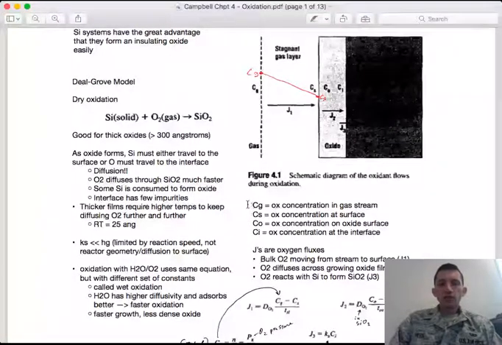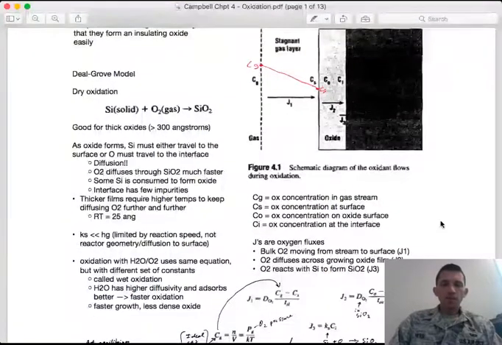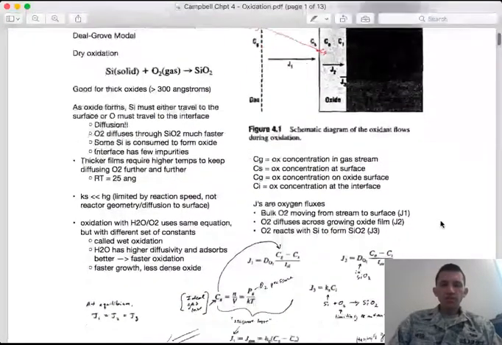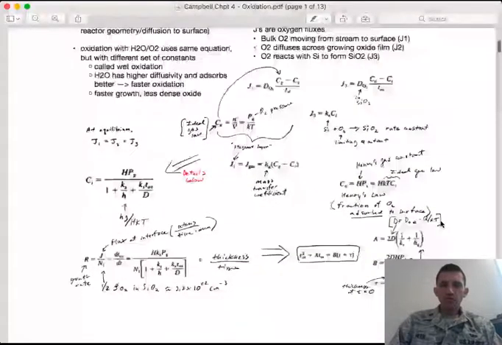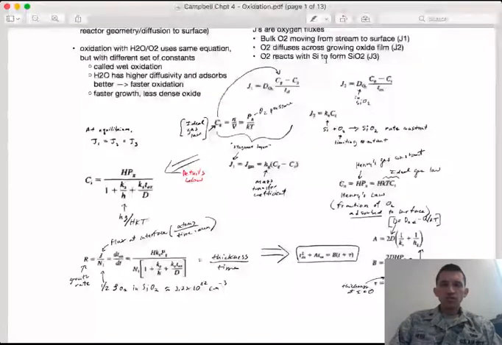So we have the gas stream concentration, the concentration at the surface after it moves through the stagnation layer, the concentration on the surface as those oxygen molecules adsorb to the surface, and then the concentration at the interface after they diffuse through the growing oxide. And so this gives us several fluxes, right? We've got bulk O2 moving from the stream to the surface, diffusing across the surface, that's J2, and then reacting with silicon would be J3.